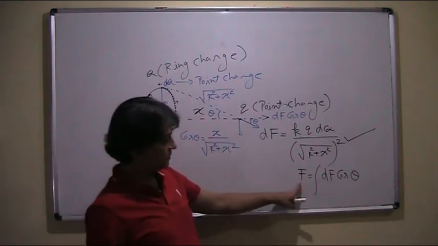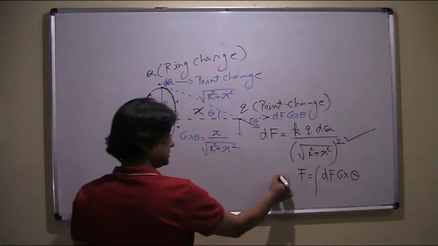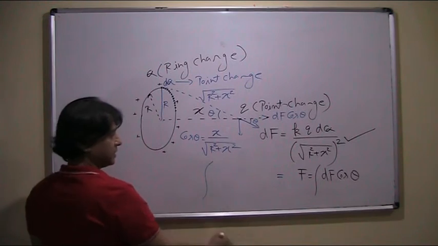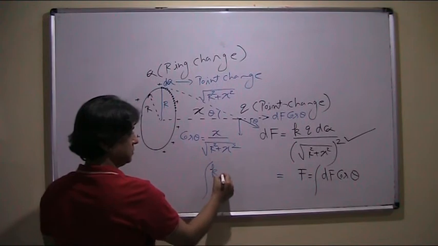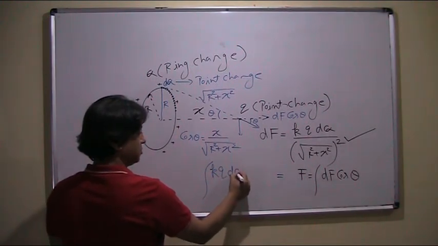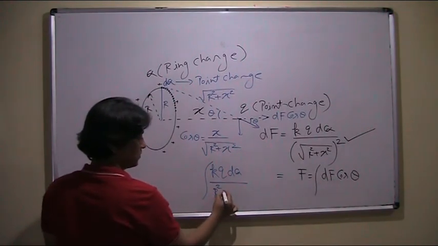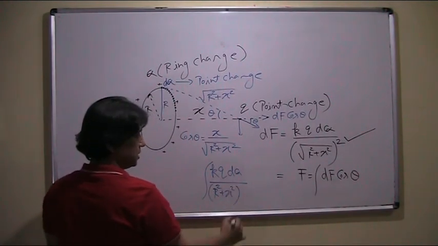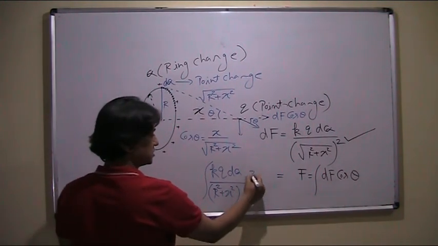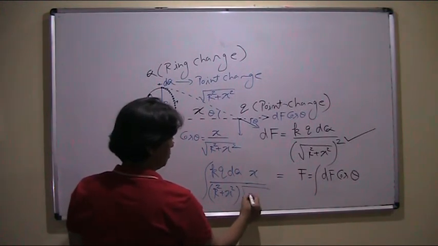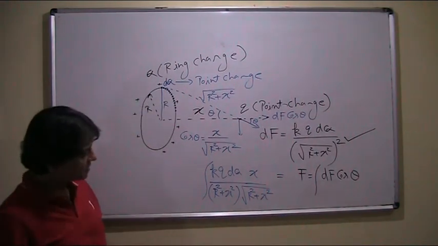Now this f, which is the integration of df cos theta, can be written as df, which is k into q, multiplied by dq divided by r square plus x square, multiplied by cos theta, which is x upon root over r square plus x square.